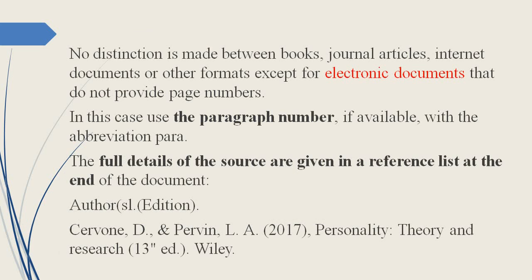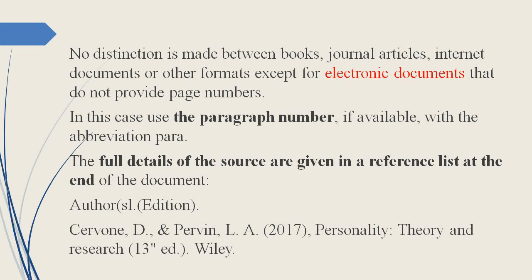Now here we can continue, but when we are writing the full reference, then what do we do? Remember here, no distinction is made between books, journal articles, internet documents or other formats, except for electronic documents that do not have page numbers. So all of them would be cited in the same manner. There is no difference in citation, but there is a difference in referencing that we are going to learn. In this case, use the paragraph number, which is important where you don't have a page number.